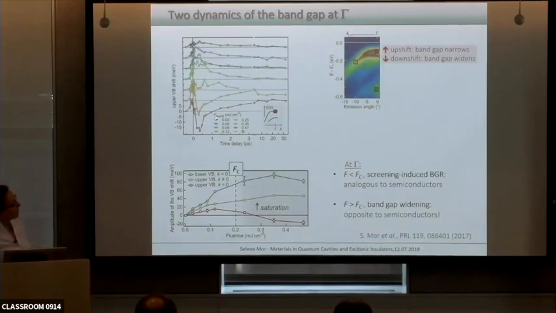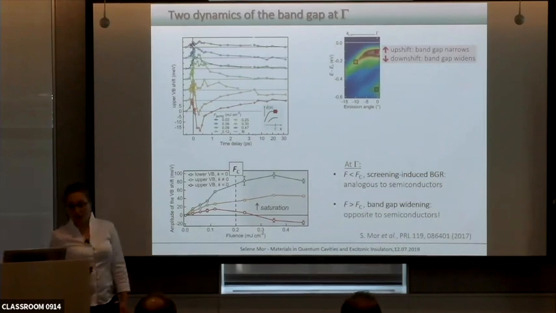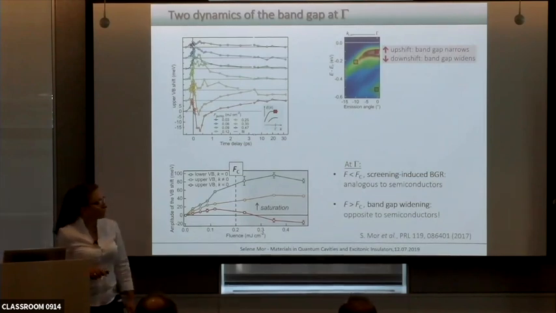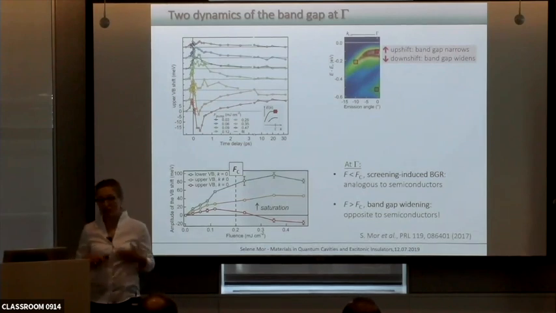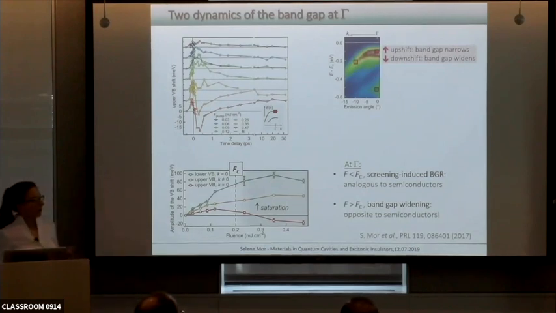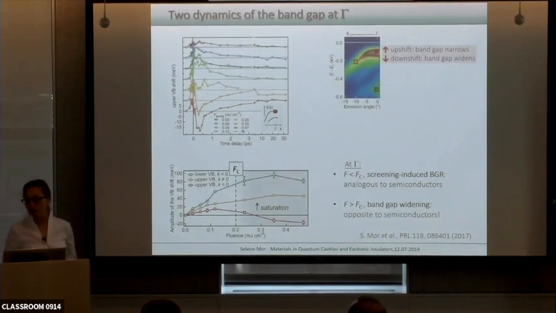Now, this early widening of the band gap is clearly opposite to the behavior expected for a semiconductor. So our attempt was to interpret this as a sort of dynamical fingerprint of an excitonic condensate, also due to the fact that this dynamics is observed only in this special part of the band structure, the flat valence band top.